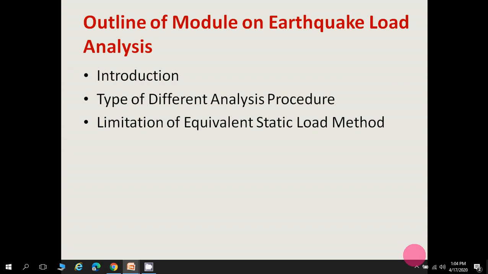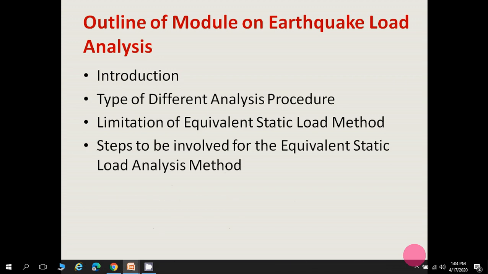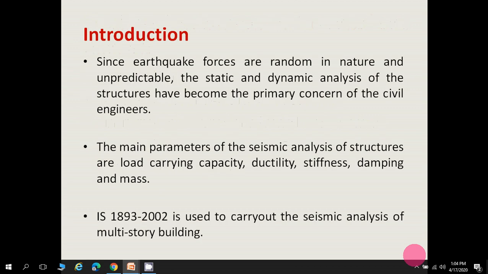And in this lecture I will be discussing the equivalent static load method and the steps involved for this method, and lastly the steps to be involved for equivalent static load analysis methods. So the first one is the introduction part.